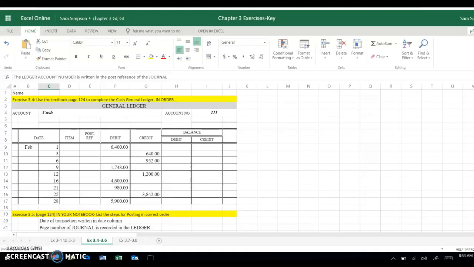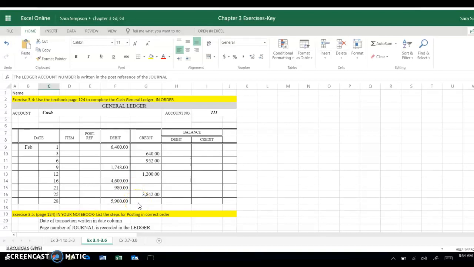For this exercise, we're going to look at the posting process of posting cash. On page 124 in your book, it lists a list of transactions, and we are supposed to put these in order. So the first thing I did to make it easy, since this is just one example, is I listed all of the dates in order. And then I listed each transaction if it was a debit or a credit. And without the book, this was the easiest way to explain it.